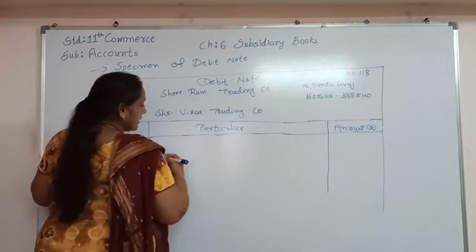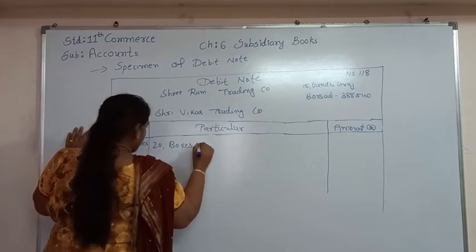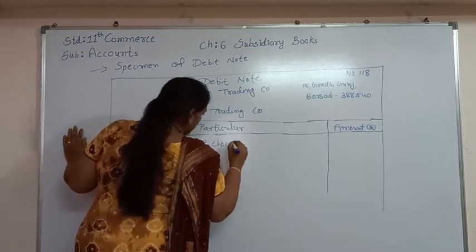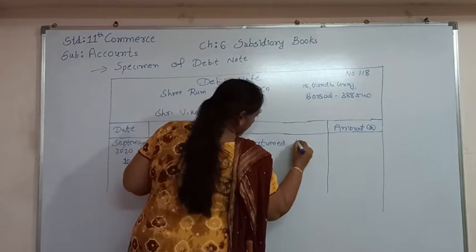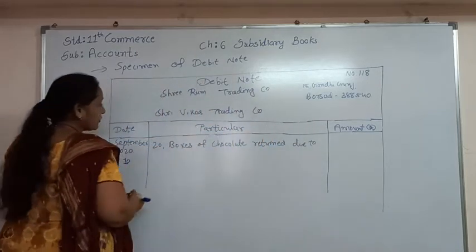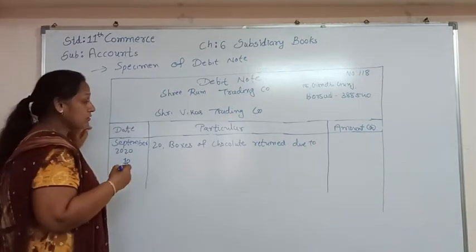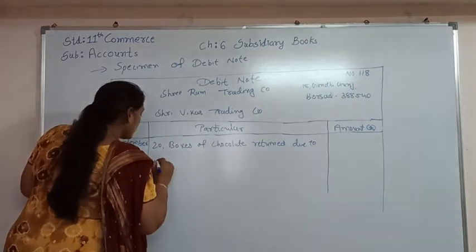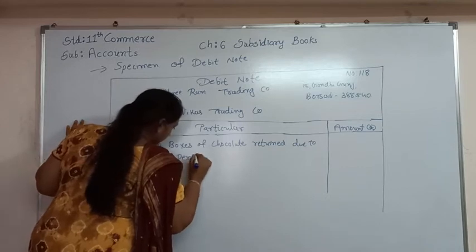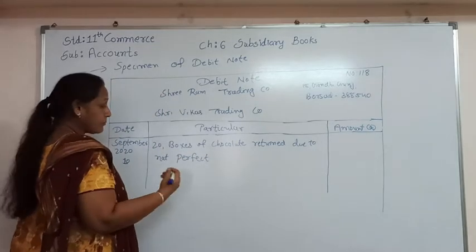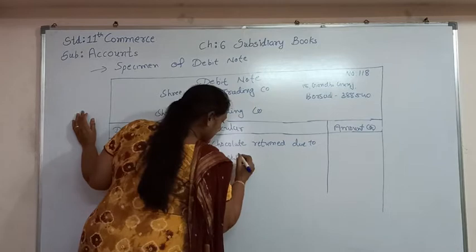So here Sri Ram Trading Company is going to send back, let's say, the chocolate he is going to return. So here he is going to write 20 boxes of chocolate returned due to, let's say, not perfect packing, the condition of the boxes is not fine, or maybe the packing is open. So for that he is returning the goods.